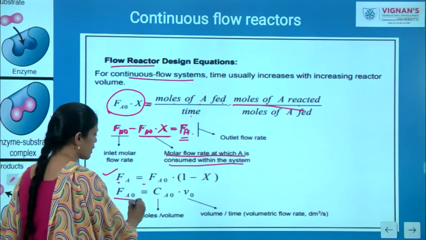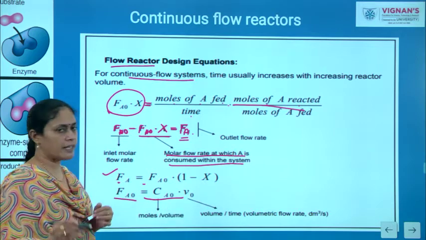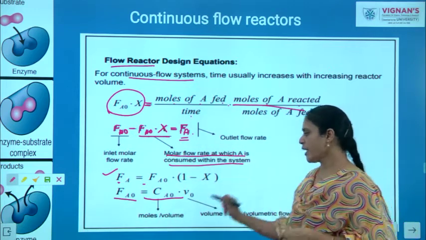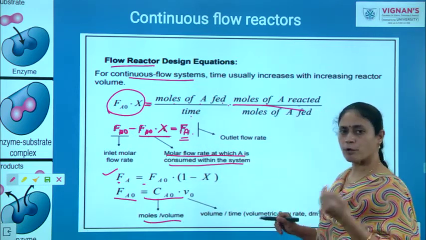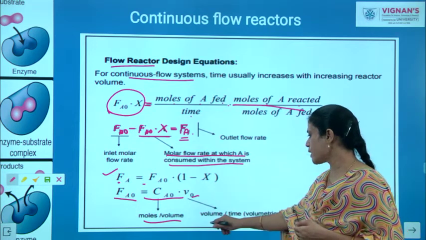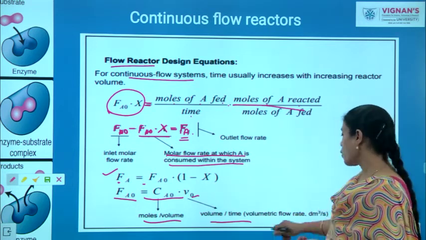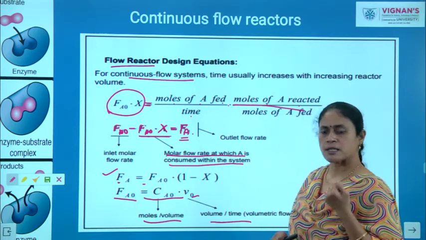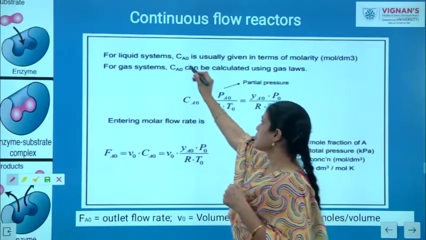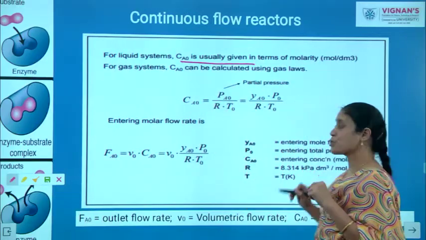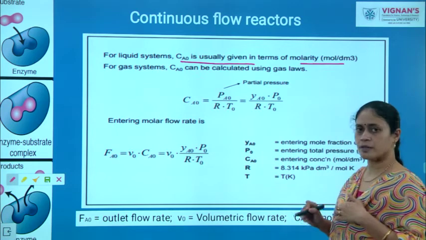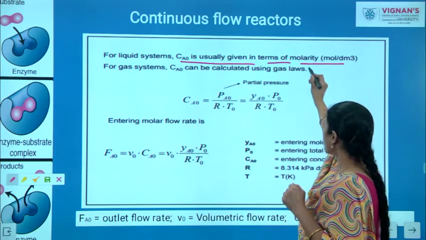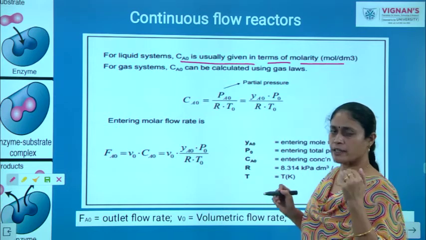So, FA naught is equal to CA naught into V naught. Here you need to know what CA naught is. CA naught is nothing but the number of moles per volume, and V naught is the volume per time, which is the volumetric flow rate, designated in units of dm cube per second. For a liquid system, CA naught is usually given in terms of molarity, which is nothing but moles per dm cube.